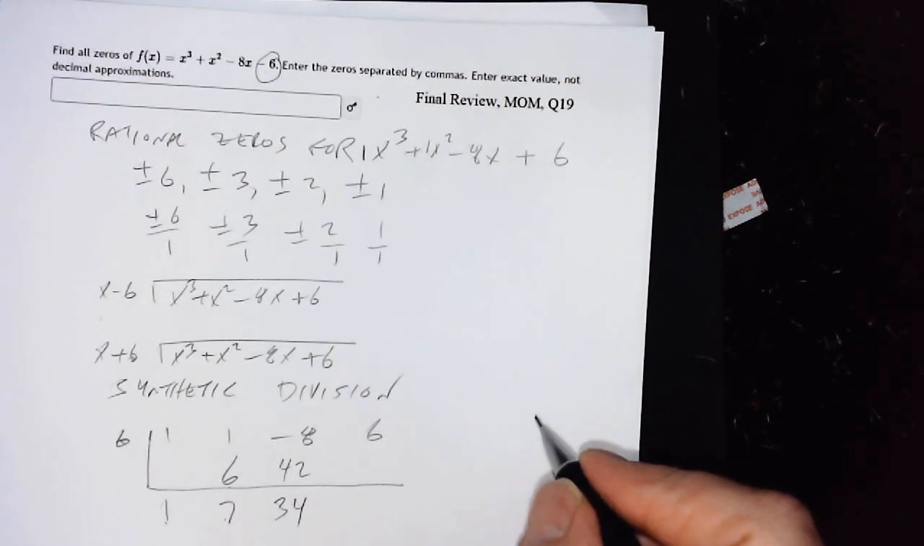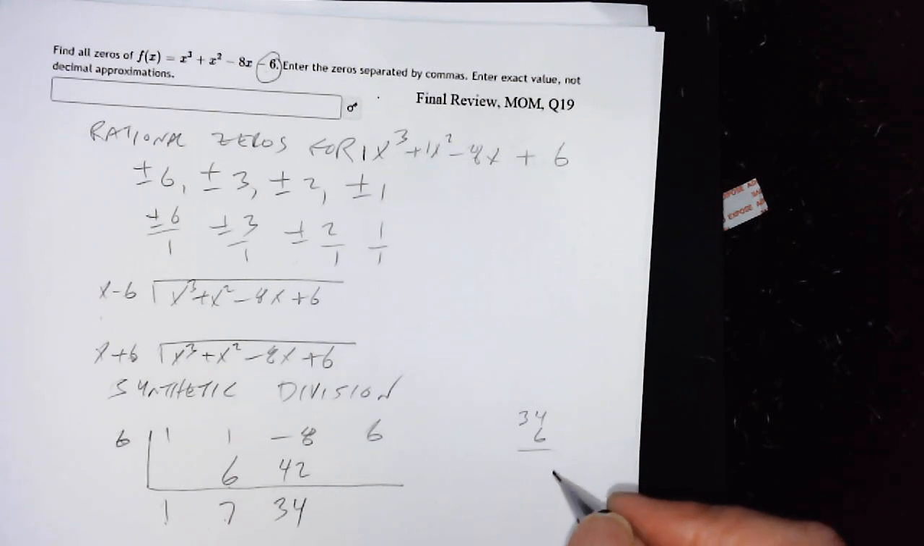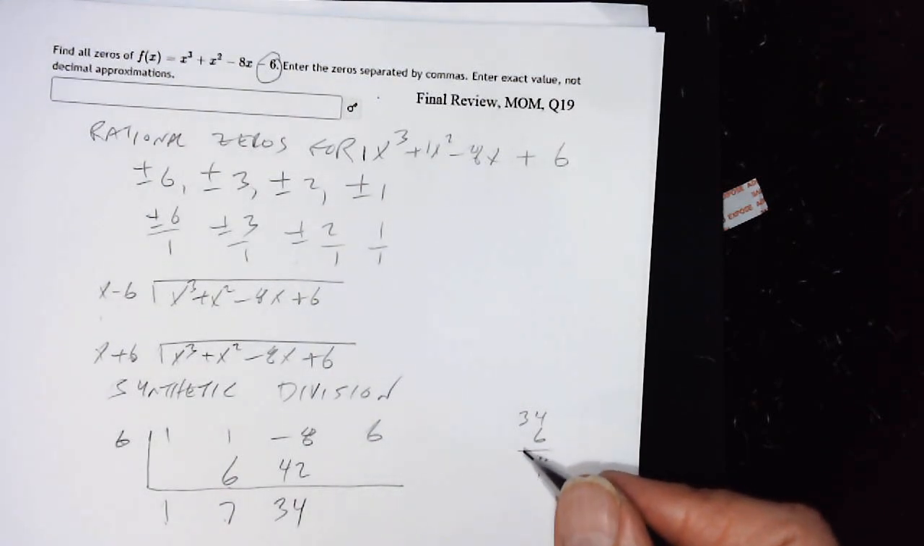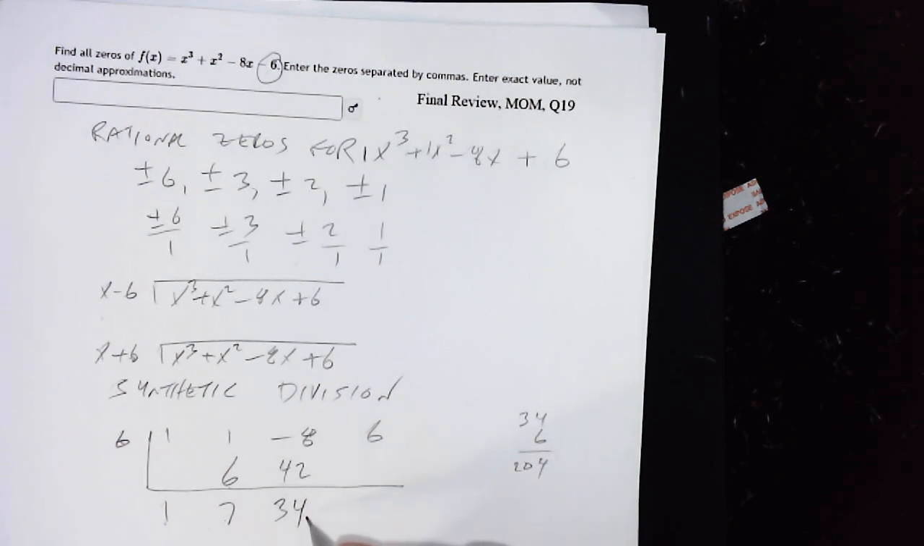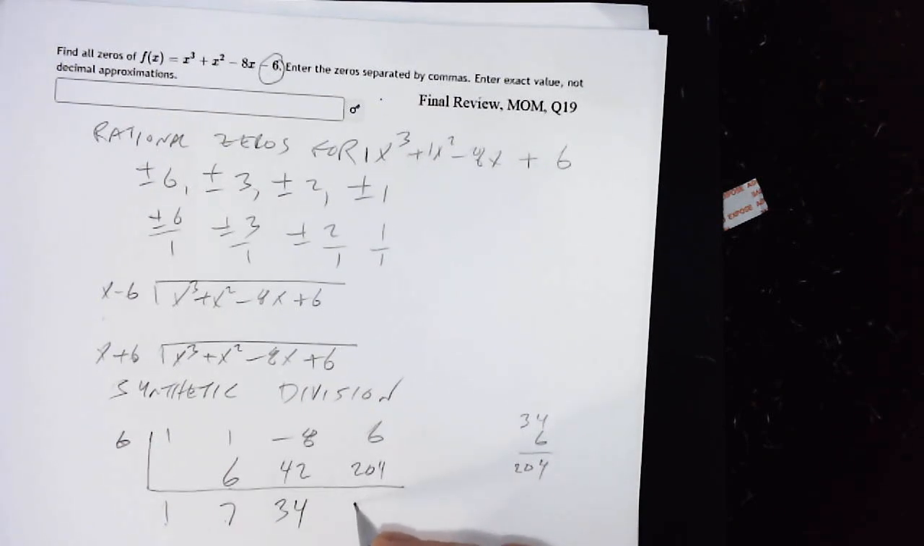Wow, we're getting up into some pretty big numbers. Obviously, this is not going to be one of the ones that work here. I could use my calculator for this. 6 times 34 is 204. Obviously, we don't have a remainder of 0. We want to get a 0 here.